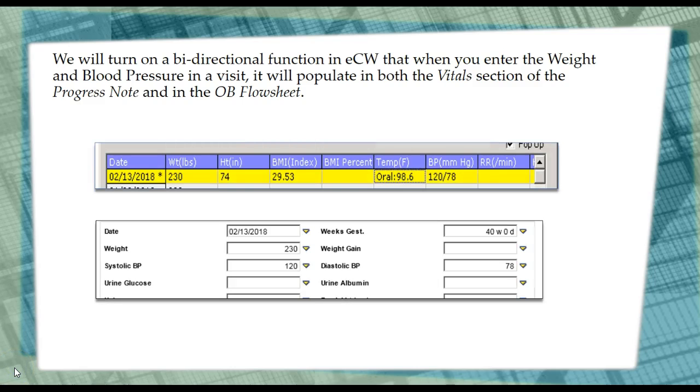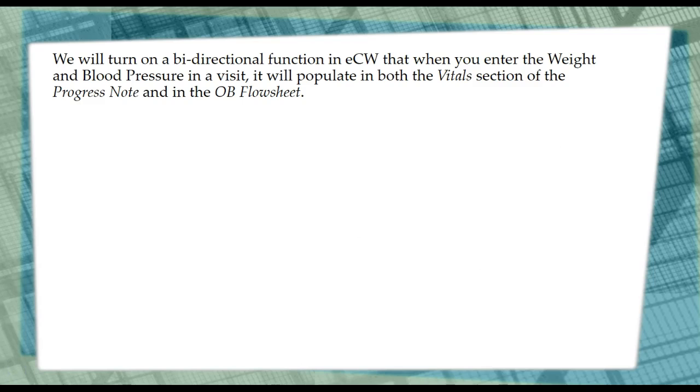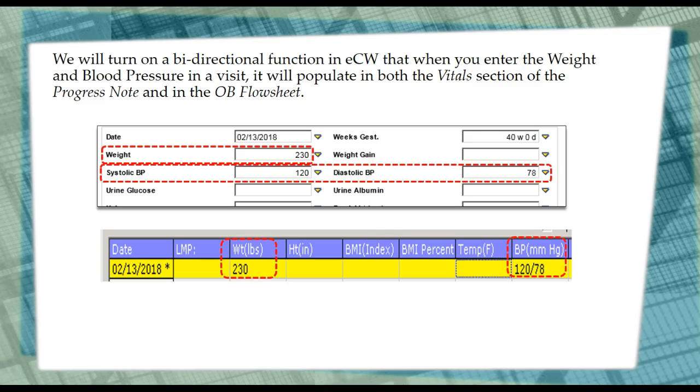When I enter my vitals into my progress note, automatically the weight and the blood pressure will populate into the OB Flowsheet. The opposite will happen also: if you're in the OB Flowsheet, when you enter in the weight and the blood pressure, those will also automatically populate into the vital signs of the progress note.